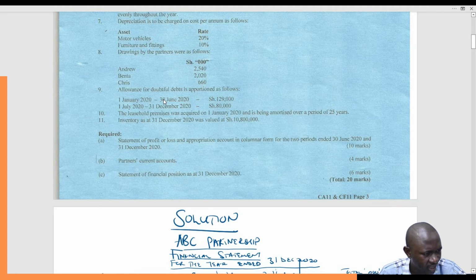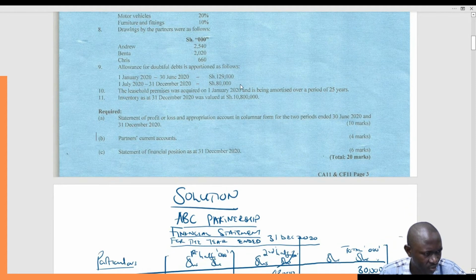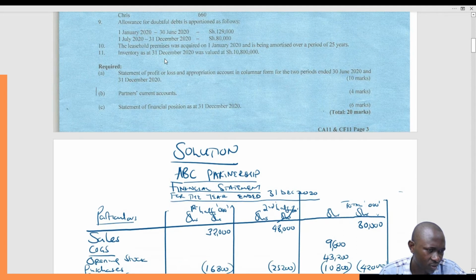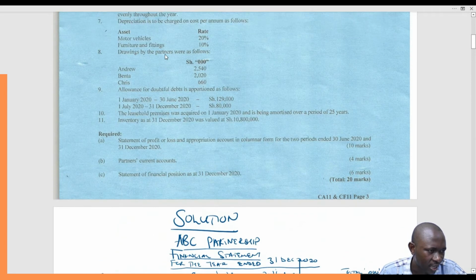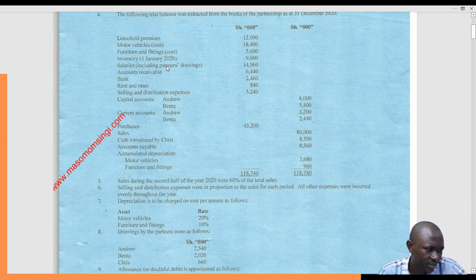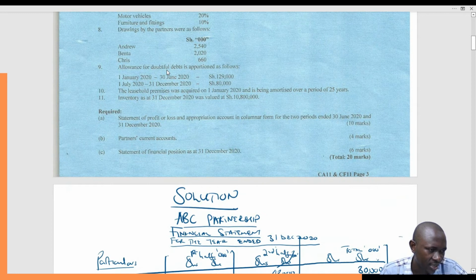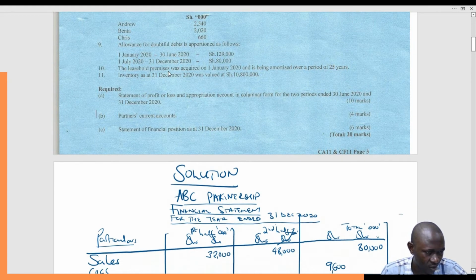Allowance for doubtful debts is apportioned as follows. Good, this one is a loss to the business and it has already been apportioned for us. So 1st January to 30 June, 129,000. So allowance for doubtful debts. We didn't have this account, so we have just created it. So we don't have an increase or a decrease. If it was an increase, then we would have debited. A decrease would have credited. But now we are creating it. So first half 129,000.